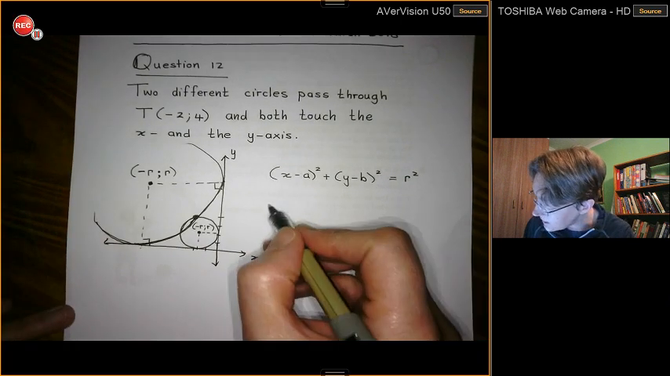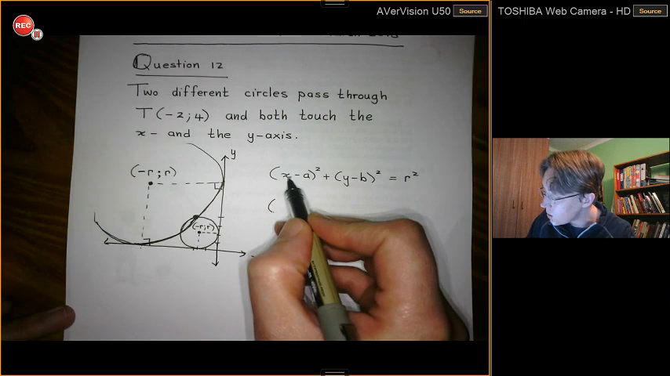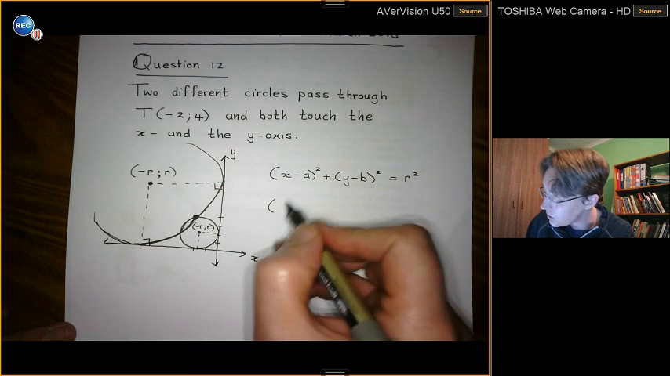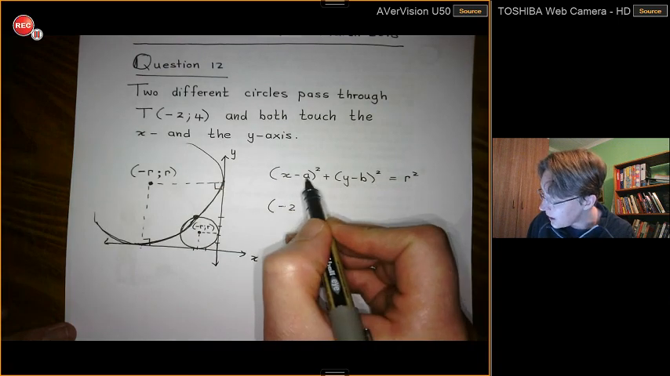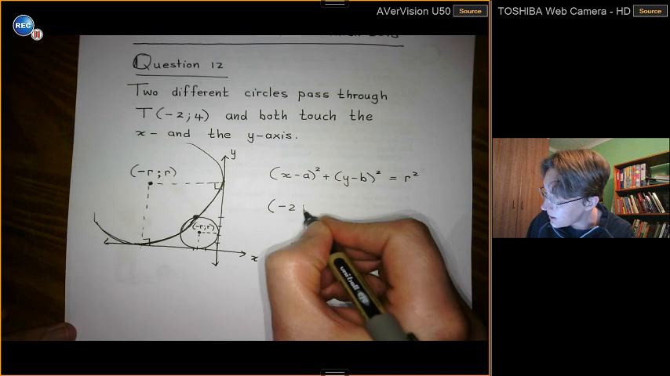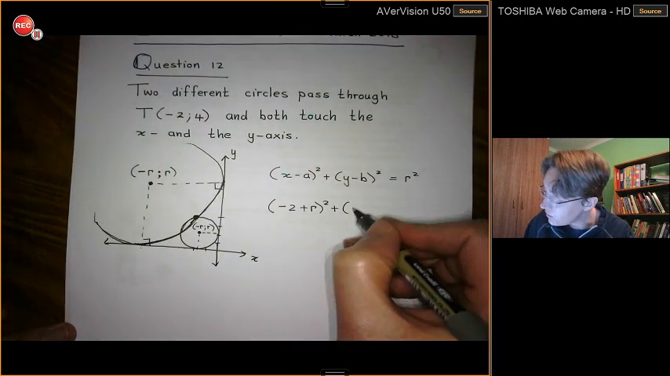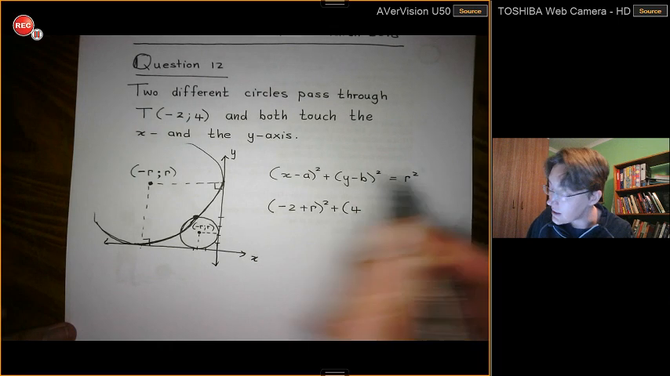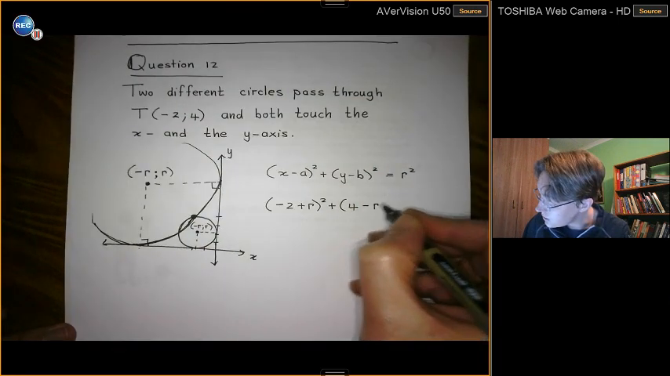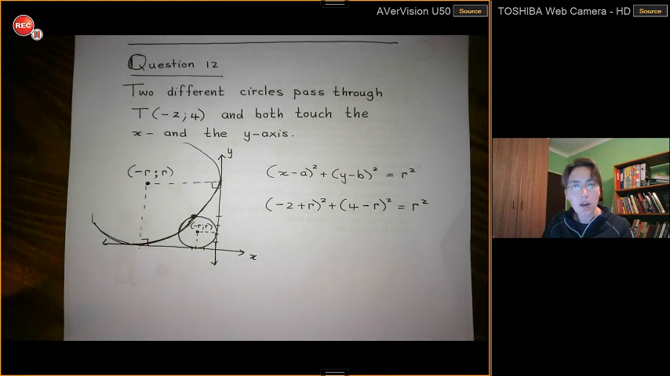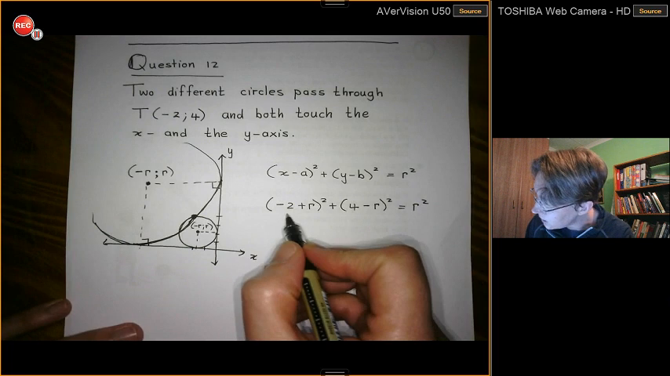We can then say, right, the x-coordinate on the circumference, careful, that's the x-coordinate on the circumference, is -2. And then minus the a-coordinate of the center, which is minus r, so it's plus r, squared, plus the y-coordinate on the circumference is 4, minus the y-coordinate of the center, which is r, squared, is equal to r squared. Now the moment I substitute that in, I realize I've got an equation with one variable, the variable r, so I can now go and find the radius of the circle. So I can go and expand this.